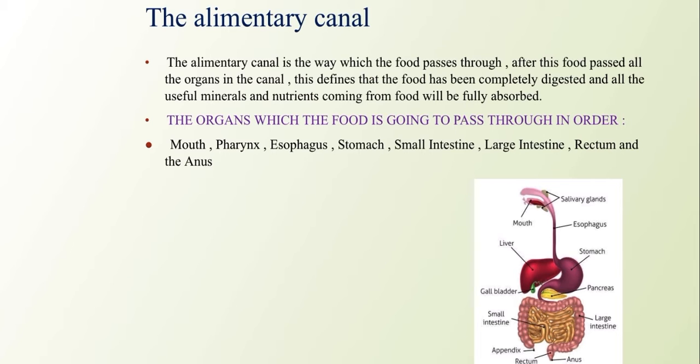The organs which the food is going to pass through, in order: as we are eating, the food is going to enter our mouth, then pass through the pharynx, pass through the esophagus, reach the stomach, and then move on. Those sphincter muscles are going to prevent the passage of food, so they are not going to let the food pass through the stomach really quickly, and then the small intestine, large intestine, rectum, and the anus.